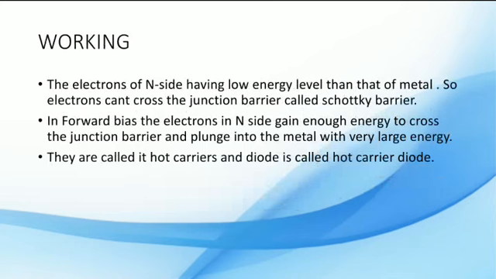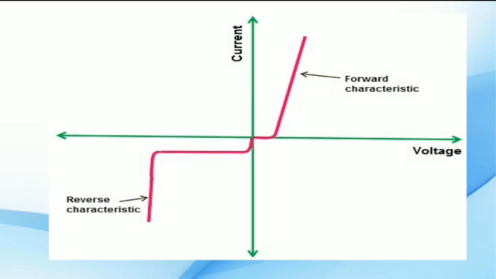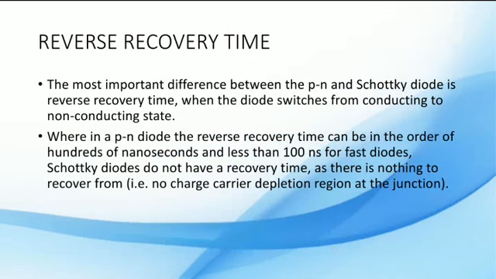Working. The electrons of the N side have a lower energy level than that of the metal, so electrons can't cross the junction barrier called the Schottky barrier. In forward bias, the electrons of the N side gain enough energy to cross the junction barrier and plunge into the material with a very large energy. They are called hot carriers, and the diode is called a hot carrier diode. This is the VI characteristics of the Schottky diode.